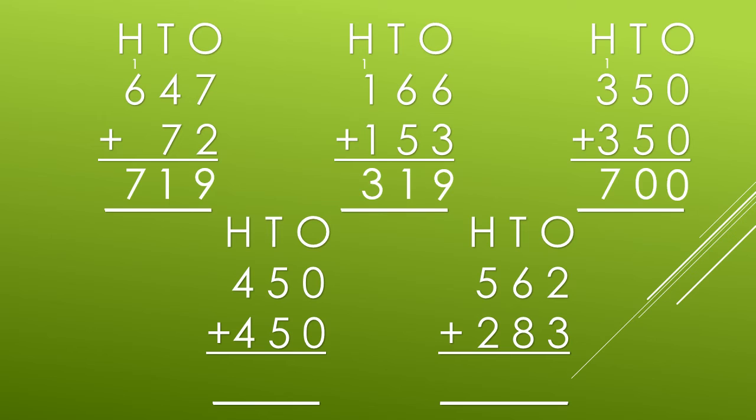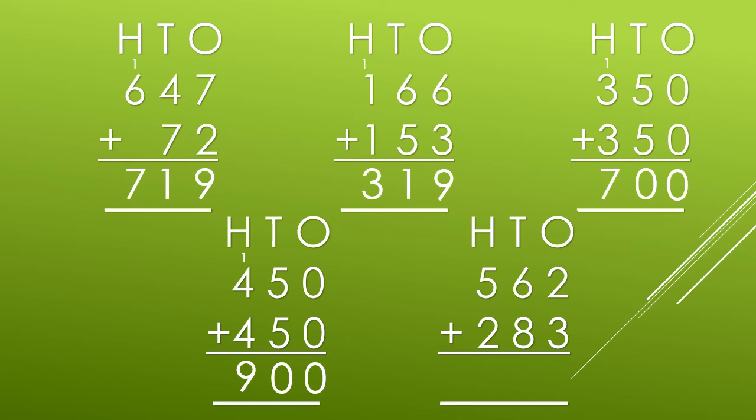Next example is 450 plus 450. Now add the ones. 0 plus 0 equals 0. Write 0 under ones. Now add the tens. 5 plus 5 equals 10. 10 tens means 100 plus 0 tens. Write 0 under tens and carry 100 to hundreds. Add the hundreds. 1 plus 4 plus 4 equals 9. Write 9 under hundreds. So 450 plus 450 equals 900.